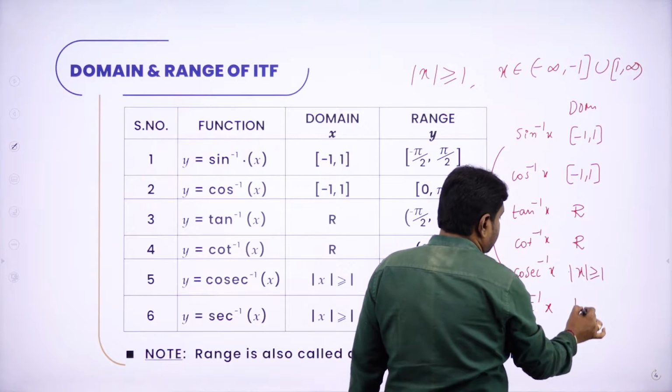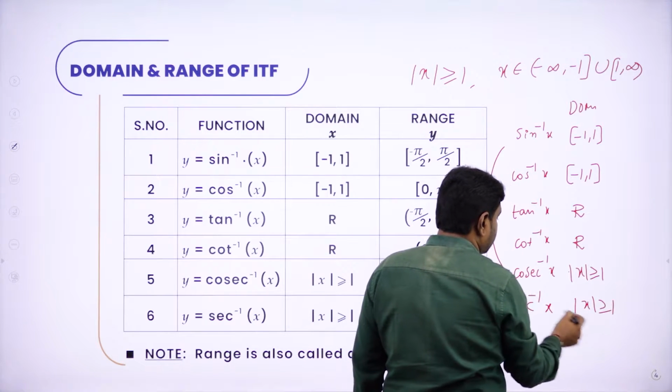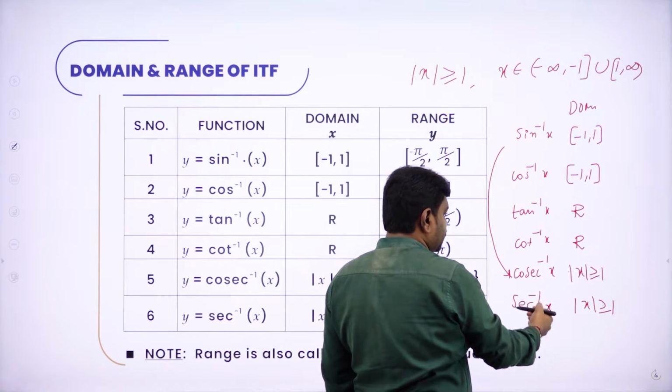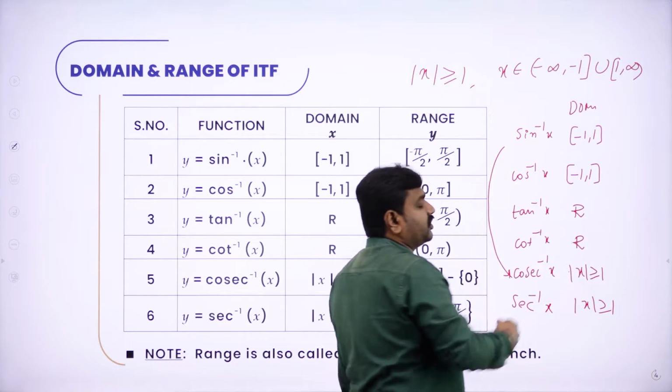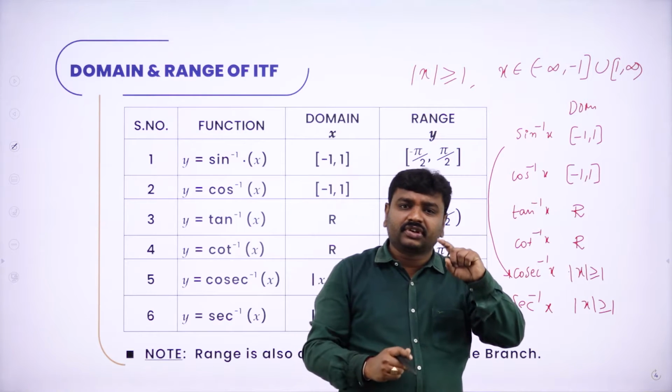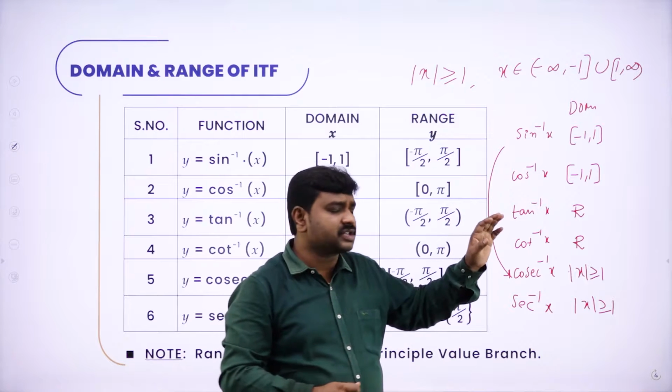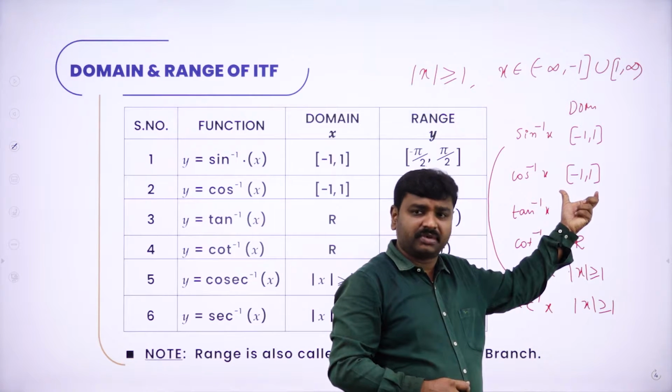For cosecant inverse x it is the same, secant inverse x it is the same. So sin, cos, tan, cot, cosecant, secant. So these are the domains. What are the domains? Sin inverse x and cos inverse x, it is the same. What is the domain? -1 to 1 closed interval. For cos inverse x also, the x value should lie in the same interval.